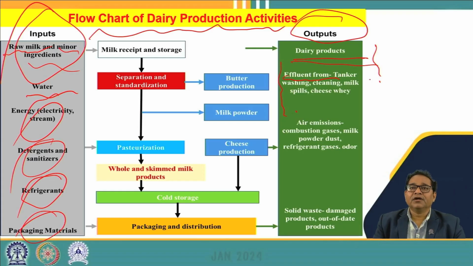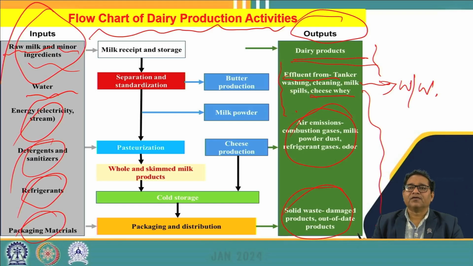So from cleaning and washing, there are a lot of spills of milk and cheese. These materials are mixed with the water and they generate a lot of wastewater. So this is the effluent which is mostly generated from a dairy industry, which requires proper treatment. And it may also generate a lot of air pollution from combustion gases, milk powder dust and refrigerant gases, odors. It also generates a lot of solid waste, damaged products and products which are out of order. So they are generated as solid waste from these plants.